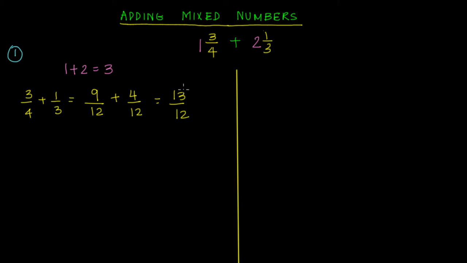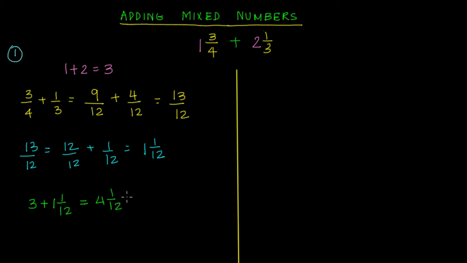The next step is to convert this 13/12 into a mixed number. So 13/12 is the same as 12/12 plus 1/12. And that is equal to 1 1/12. And the last step is to add the wholes plus this mixed number. So you have 3 wholes plus you have this 1 1/12, and that is equal to 4 wholes and 1/12. So now let me take you through the second method.